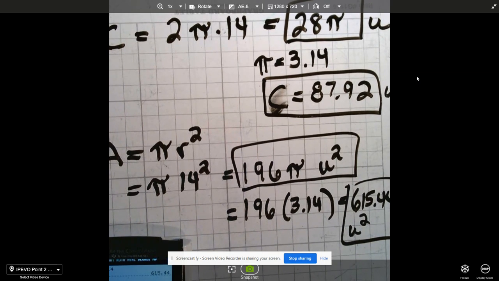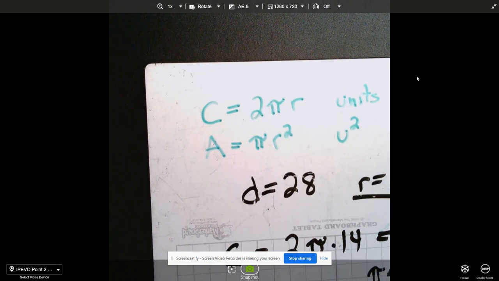So the biggest thing about area and circumference is, remember, you need to use your radius, not the diameter.